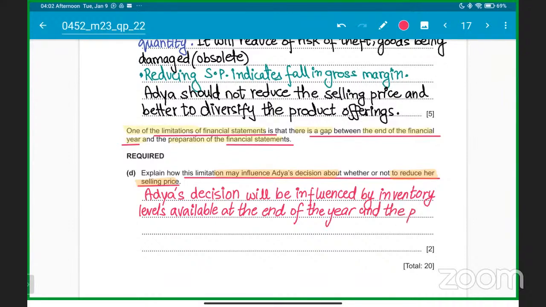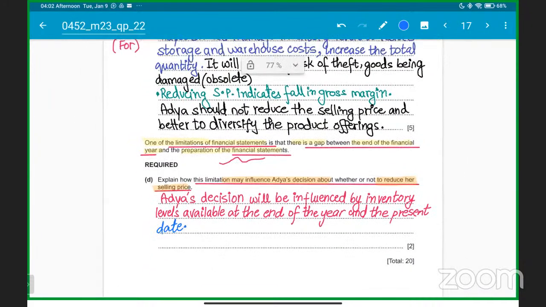What other factors can be taken into account? This limitation: inventory. How much was the inventory at the end of the period, at the preparation of the financial statements date, and the present date? Following, students? And the other thing she can look into. Always remember that it is the end of the financial statement and the preparation.